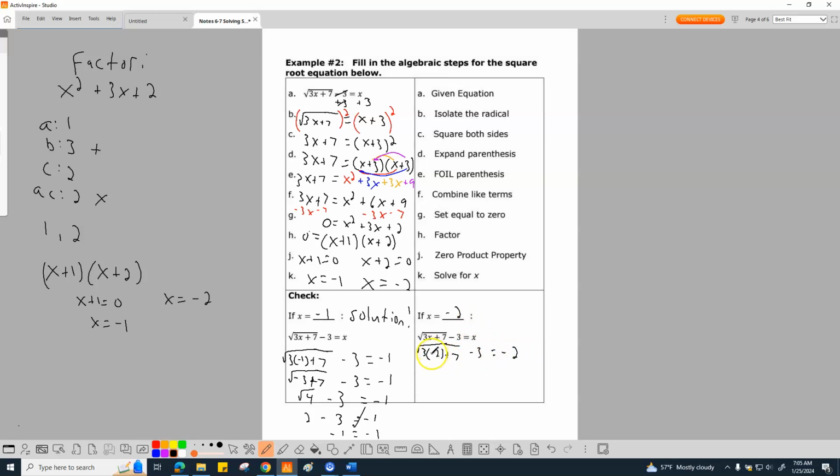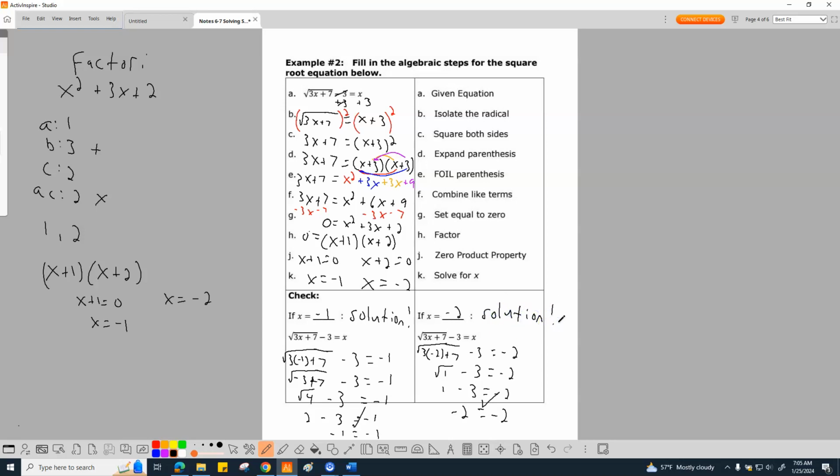3 times -2 is -6. Plus 7 is 1. So I'm going to have the square root of 1 minus 3 equals -2. Square root of 1 is 1, minus 3 equaling -2. 1 minus 3 is -2, equal to -2. Is that true? It is. So this is a solution.